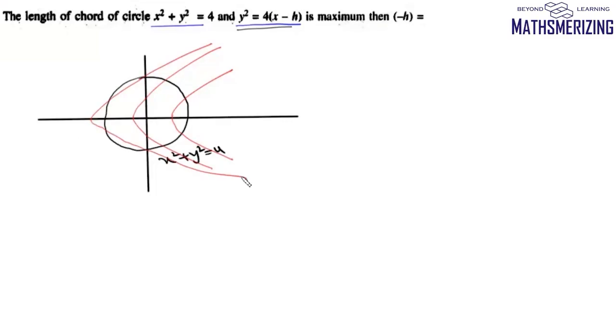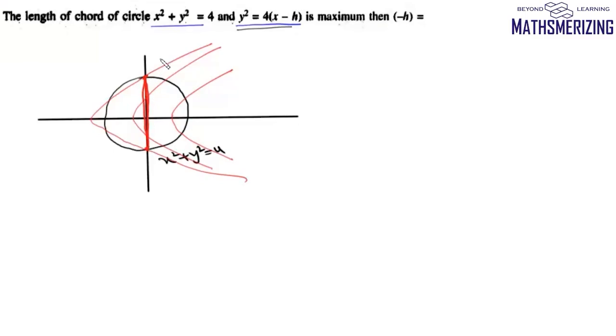Now, what's the maximum length of any chord in any given circle? The maximum length of any chord in any given circle is the diameter of that circle. So this parabola and this circle will cut the chord of maximum length when the length of this chord is equal to the diameter of this circle.